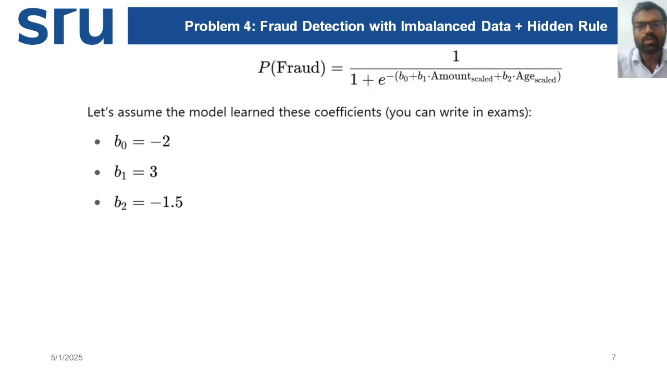Logistic regression. What is the formula? It is 1 by 1 plus e power minus (mx plus b). We can extend it if you have multiple features. In the class I also mentioned beta naught, beta 1, beta 2, and so on. These coefficients are determined based on some other formula.